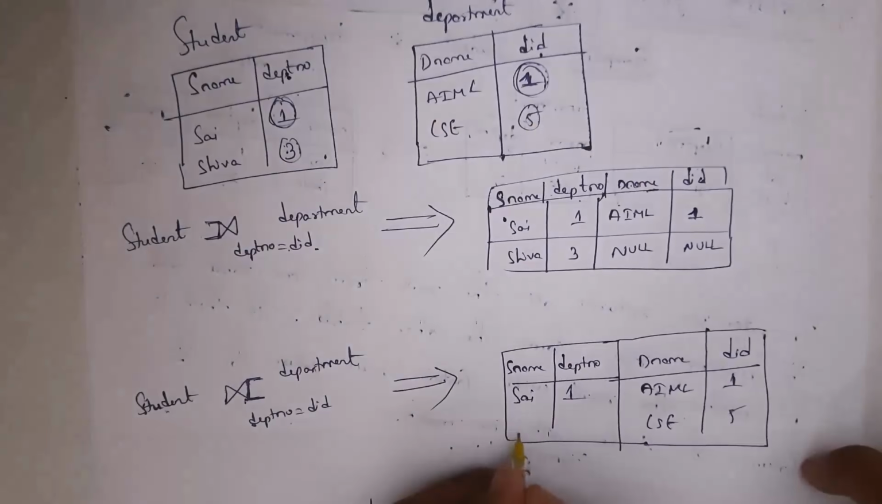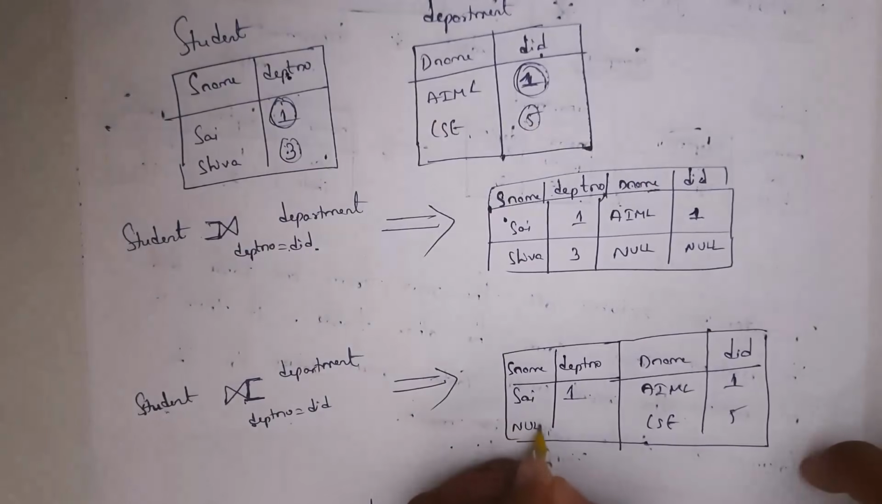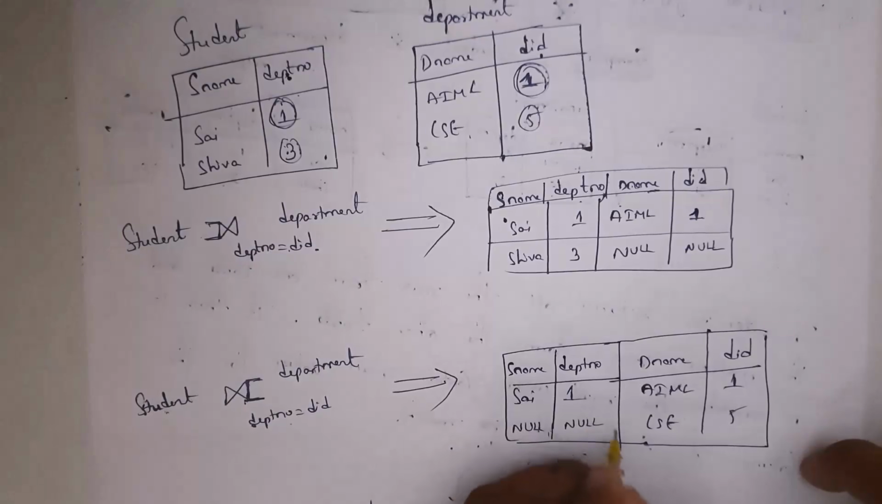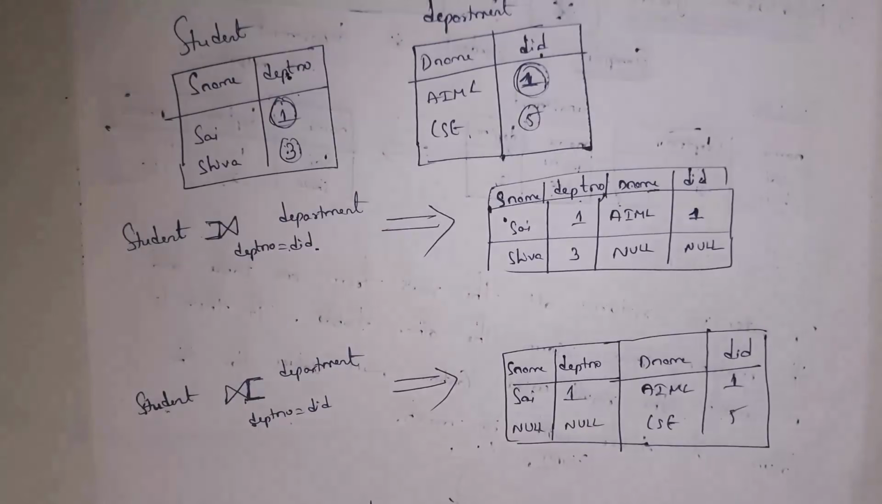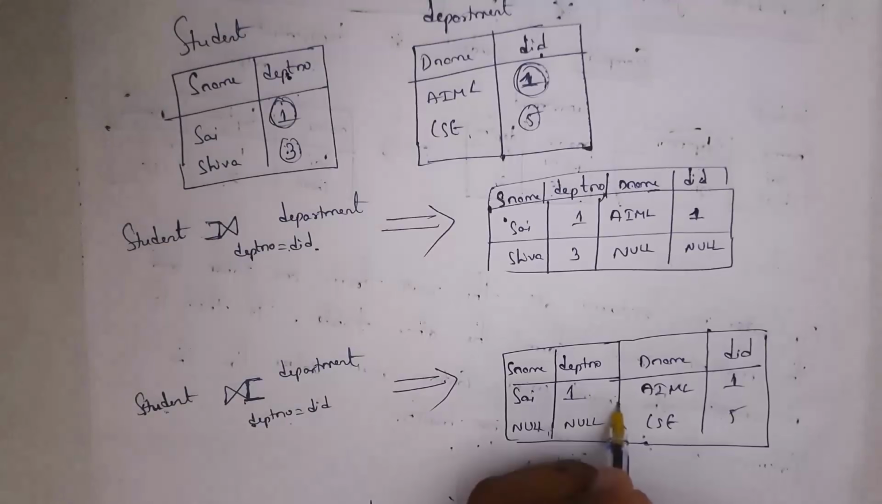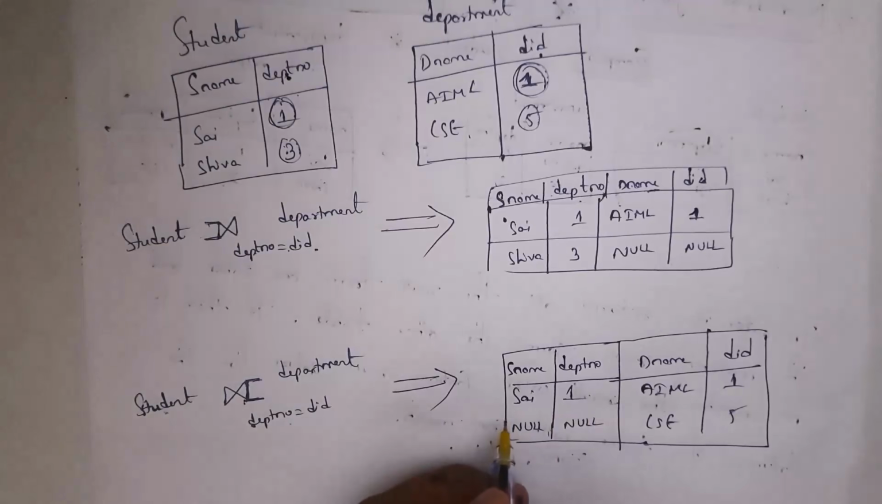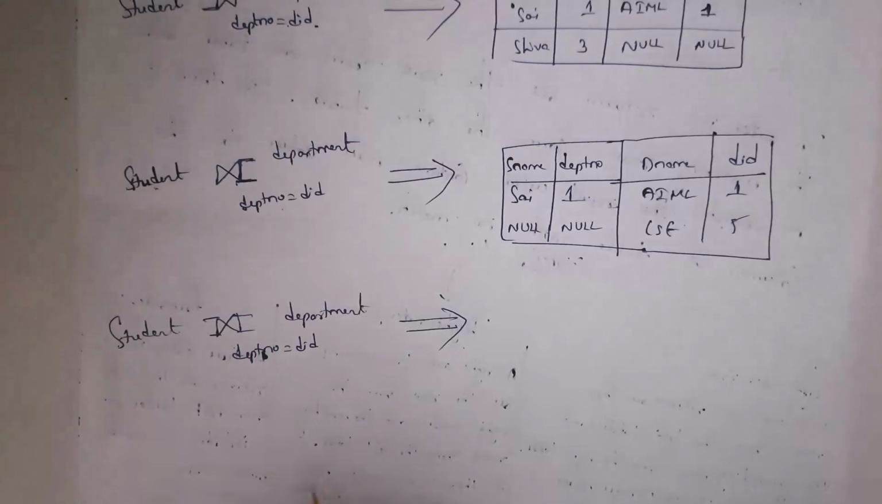There is no match. If there is no match, it returns null values, so it will display null values in the left table. This is known as right outer join. Right outer join will return complete rows from the right table. If there is a match in the left table, it will display that complete row, and if there is no match, it will display null values.